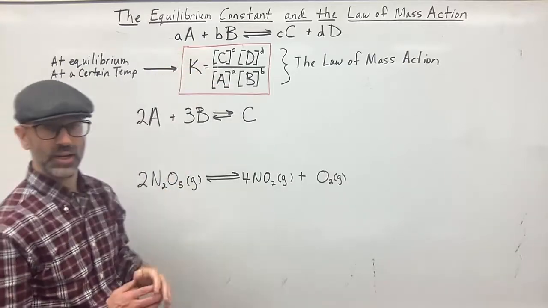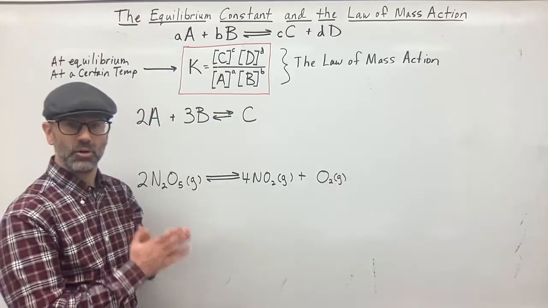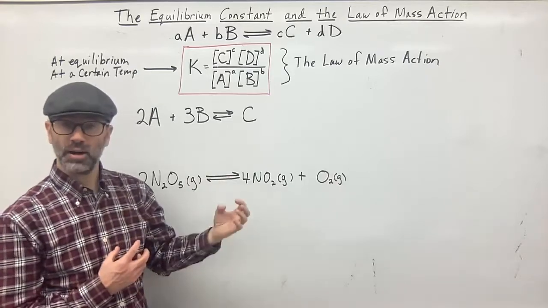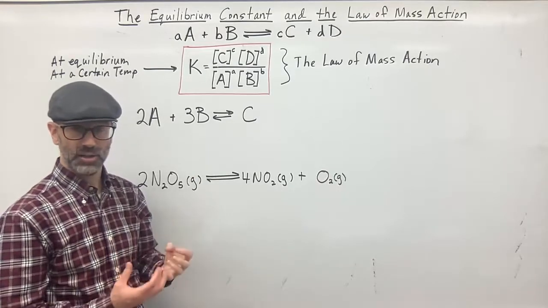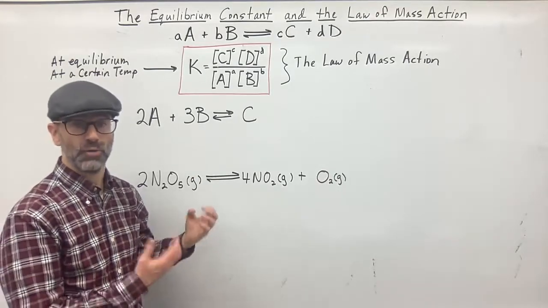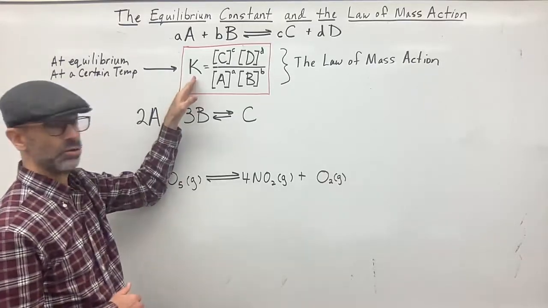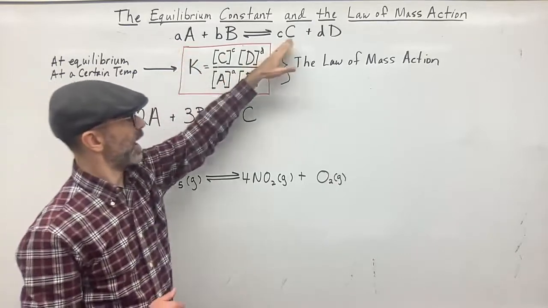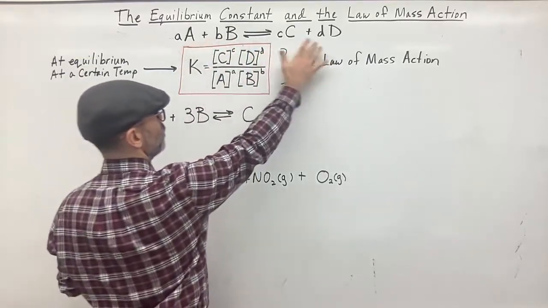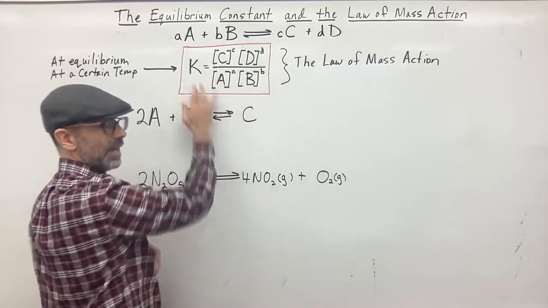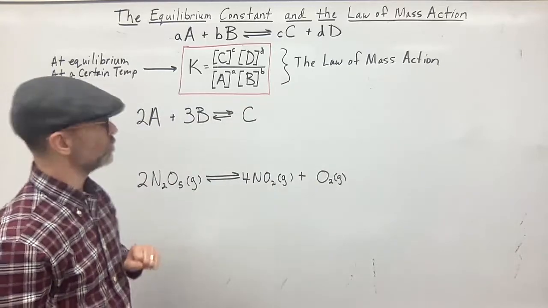So why does this ratio stay constant? Well, that's because we're talking about at equilibrium. And when you're at equilibrium, the amounts of products and reactants don't change, and so the concentrations aren't going to change. And therefore the ratio of those reactants and products isn't going to change. So this K value fits with this reaction at equilibrium. And so the relationship between the balanced equation at equilibrium and the K expression is what we call the law of mass action.